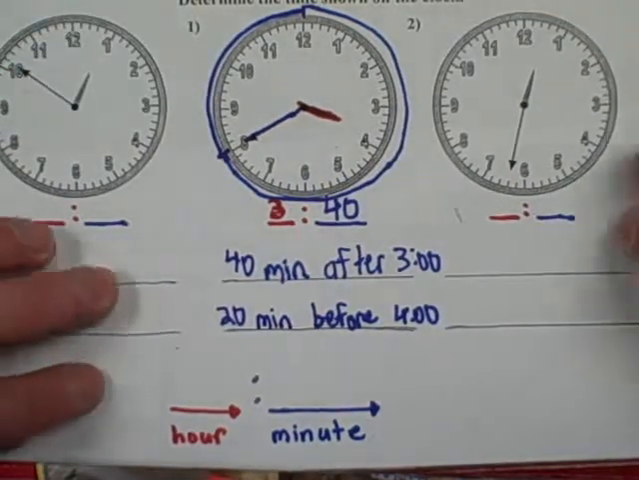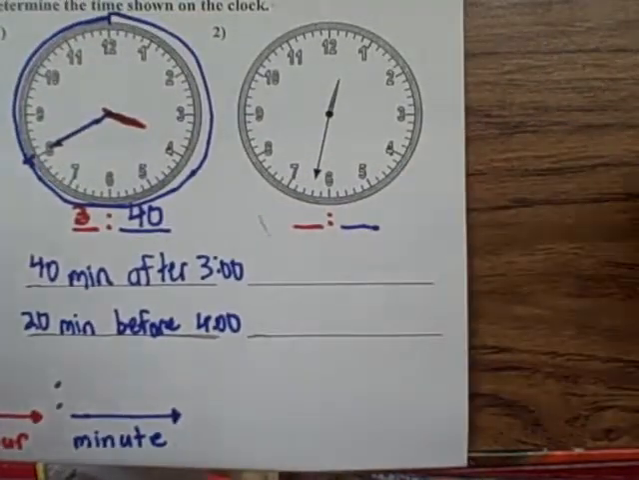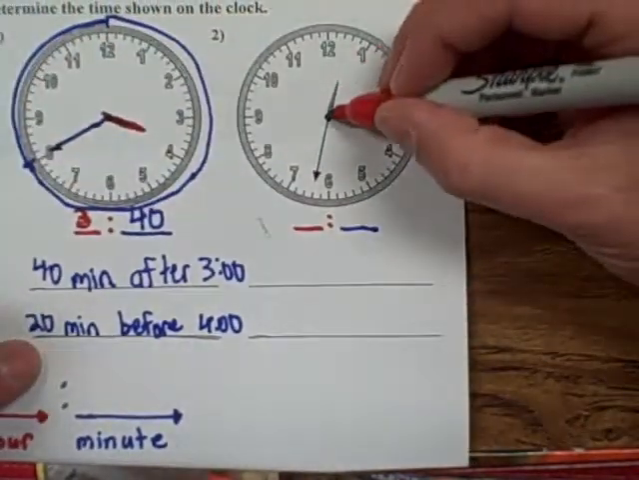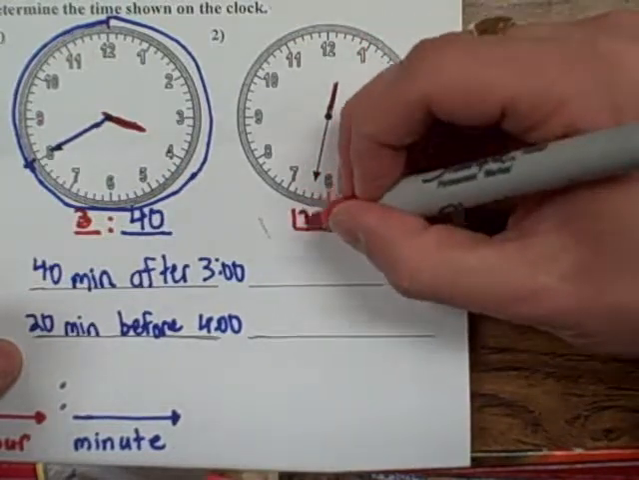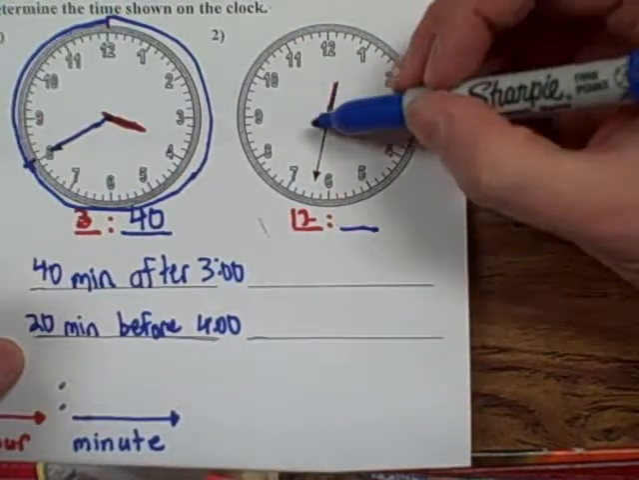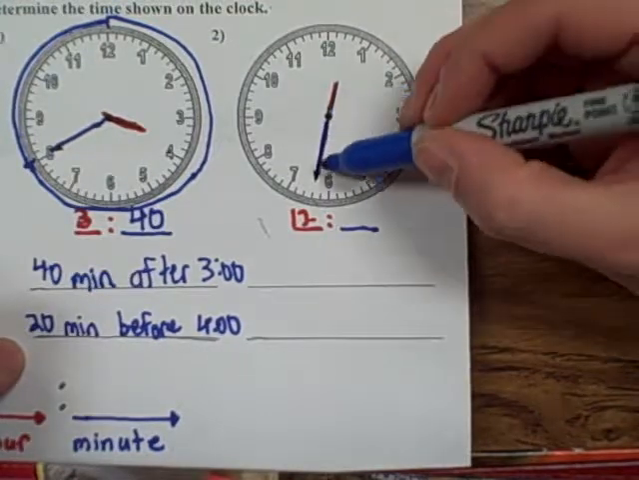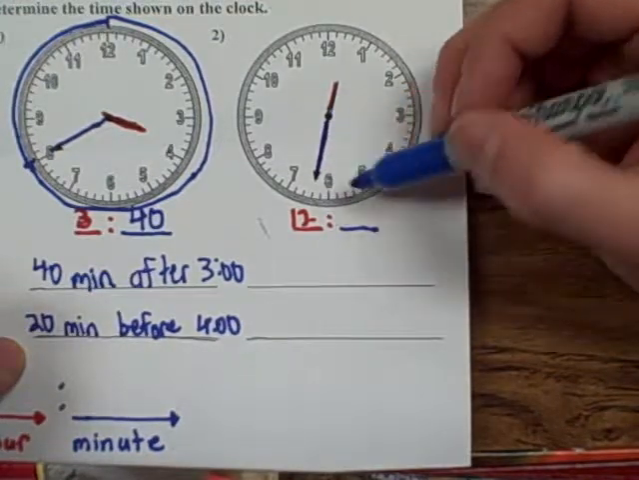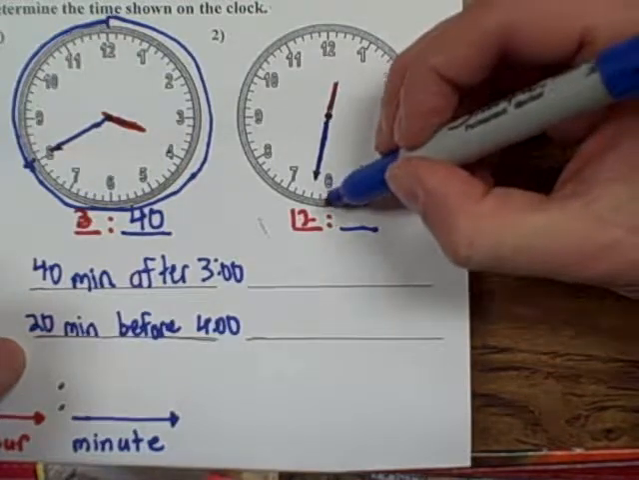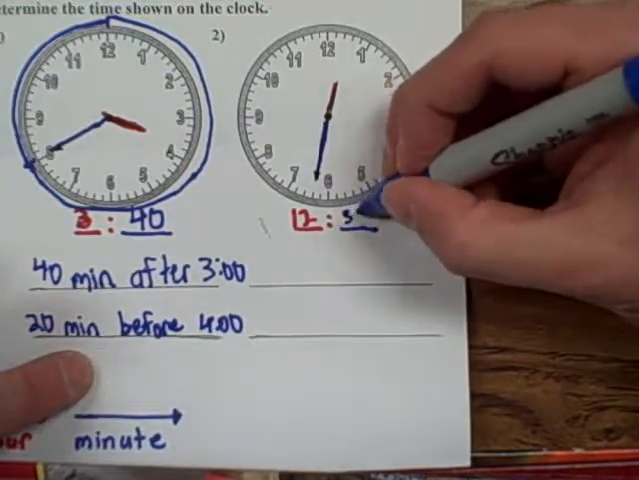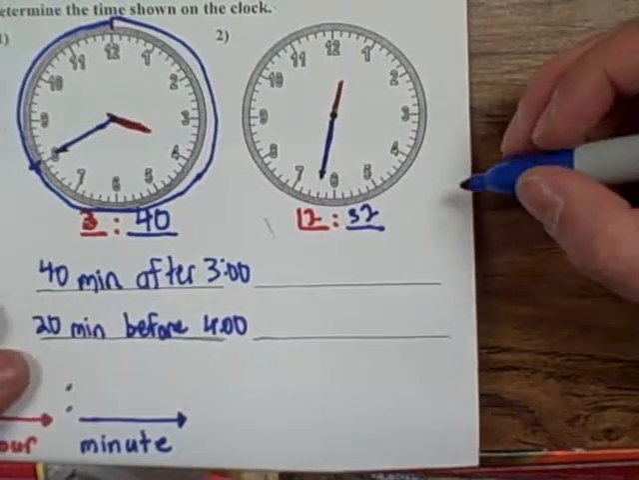Now let's try another one. Look at the time. The hour hand's pointed between the 12 and the 1, so I know it's on the 12. The minute hand is pointed just after the 6, 2 notches forward. So 5, 10, 15, 20, 25, 30, 31, 32. It's 12:32.